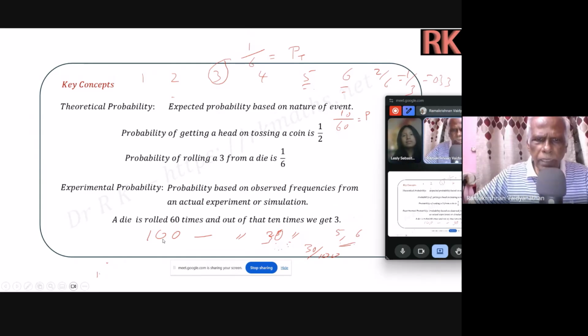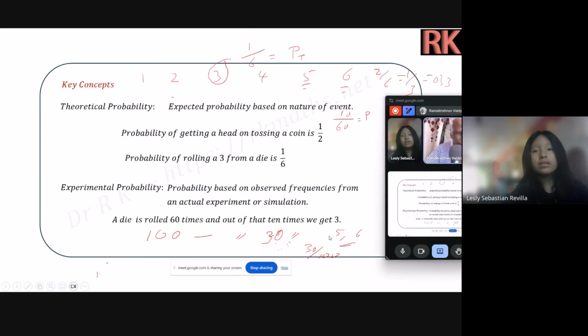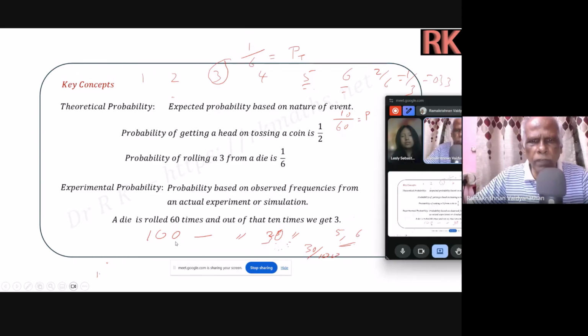You say I am rolling 100 times. How many times am I getting the desired event? Then this divided by total events is the probability. Clear? The desired event is either 5 or 6. Right? Okay. I am doing the experiment. I am getting the desired event 30 out of 100 times. Therefore, experimental probability is 30 by 100. Understood? Yes. This is called experimental probability of getting 5 or 6.